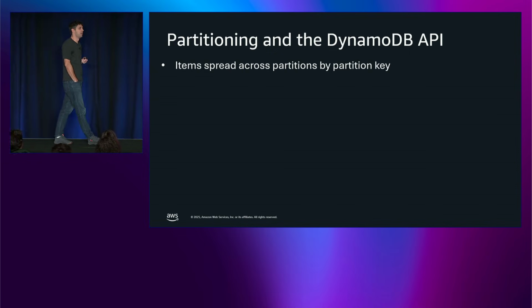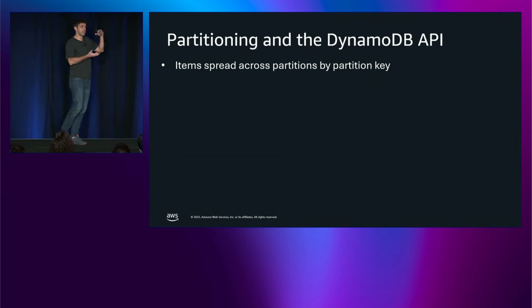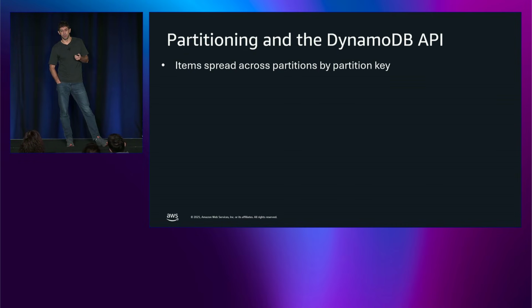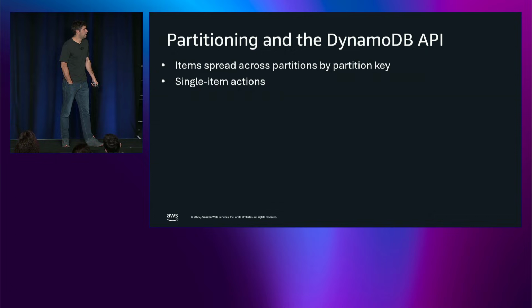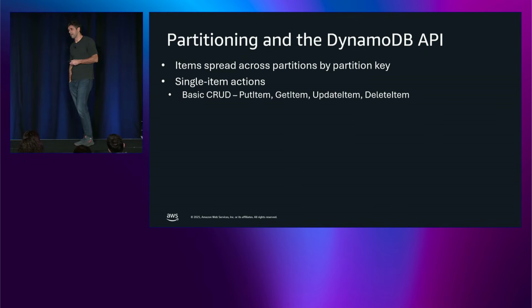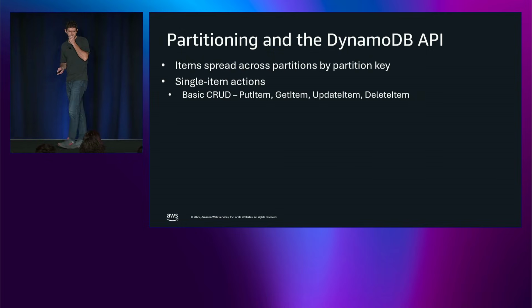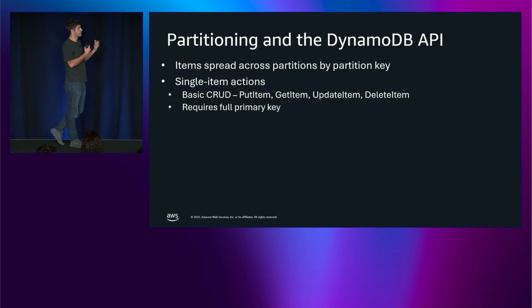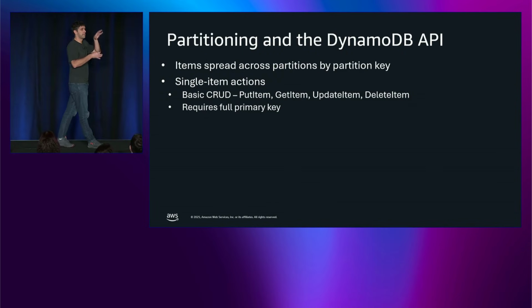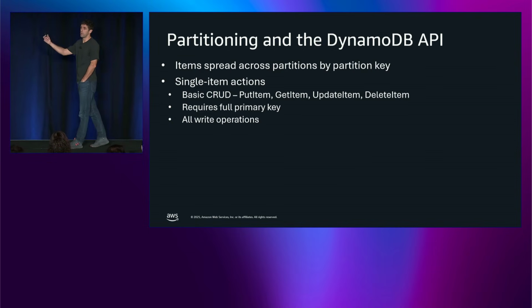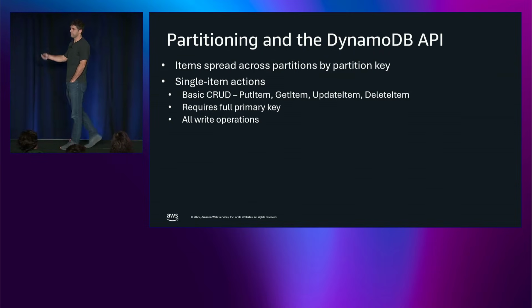And rather than giving you a SQL interface that's more declarative and has a query planner behind the scenes, you're basically getting direct access to those items through the API, right? So Dynamo has what I call single item actions. These are all your basic CRUD, right? If you're inserting a record, reading a record, updating a record, whatever, you're doing that with your single item actions. In this case, it requires the full primary key. You need to specify the exact item you want to manipulate, and all your write operations are going to be with those single item actions. So there's not like an update where you can update a bunch of records given some predicate.